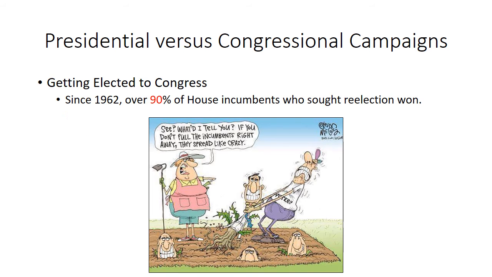Now when we look at Congress, things change a little bit. Believe it or not, since 1962, over 90% of House incumbents who sought re-election won. So when an incumbent gets into the House, they are entrenched. It's really hard to knock one of these people out unless something occurs like a scandal or something crazy.